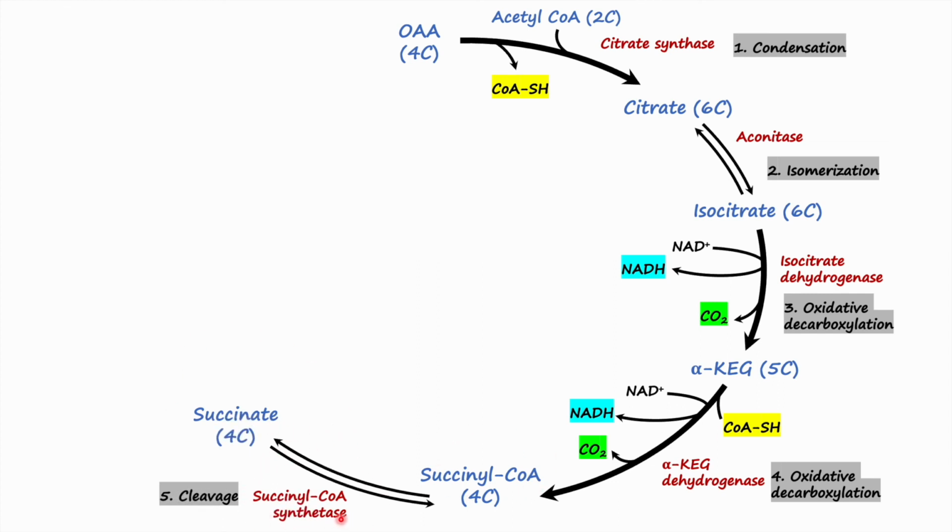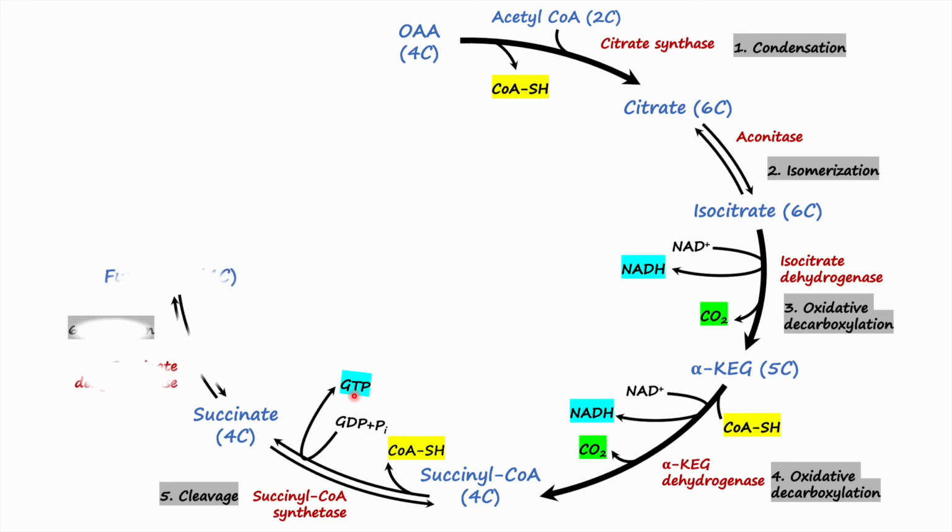Now the fifth reaction is the cleavage of succinyl coenzyme A to succinate, and the reaction is carried out by the enzyme succinyl coenzyme A synthetase. This reaction releases coenzyme A when the thioester bond of succinyl coenzyme A is cleaved. Since the thioester bond of succinyl coenzyme A has high energy, it is utilized to phosphorylate GDP into GTP, and the phosphate group from GTP is then transferred onto ADP to synthesize ATP. So this is the fifth reaction.